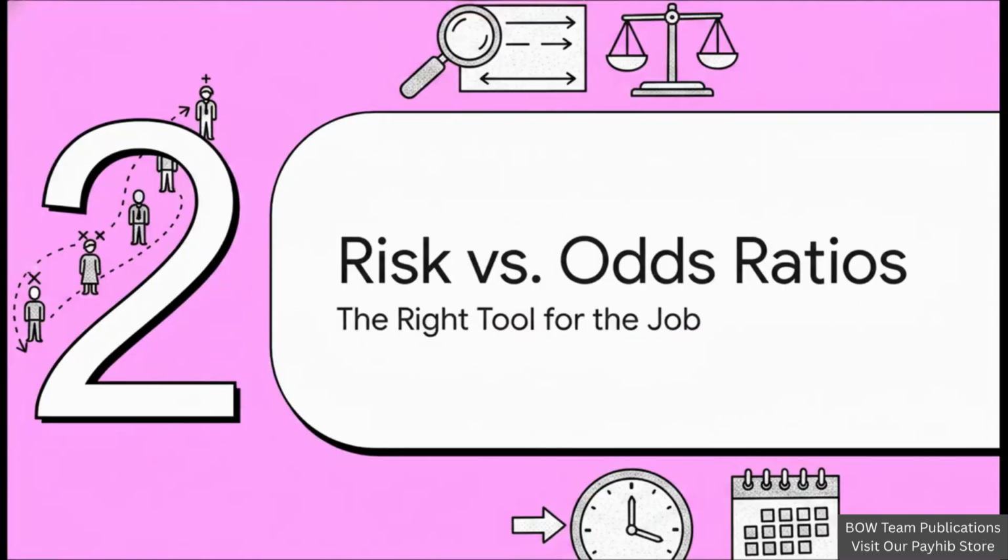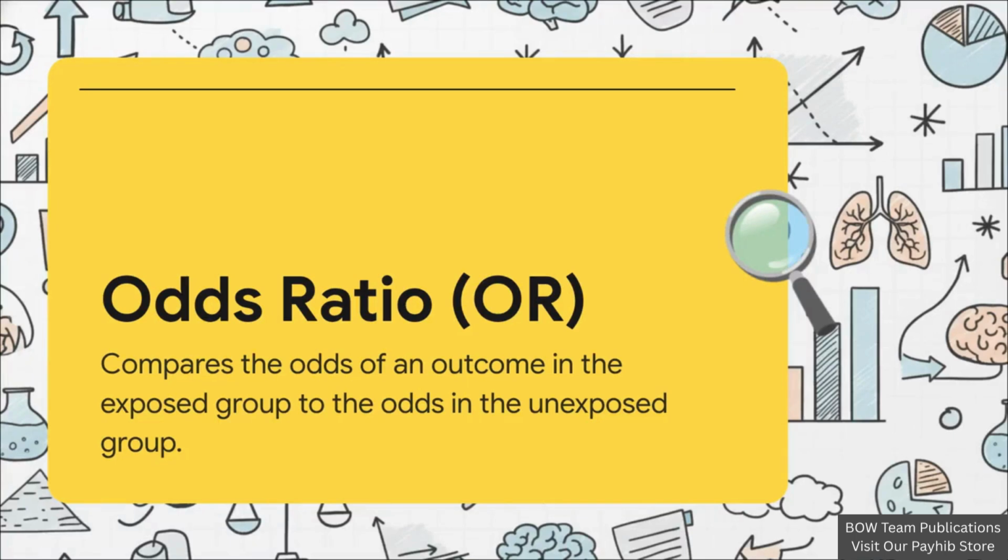But we can't always follow people for years and years. So what do you do when you have a study that starts with people who are already sick and then looks backward in time? That's called a case control study. And for that, we need a different tool. And that tool is the odds ratio. This thing is the absolute workhorse for those case control studies.